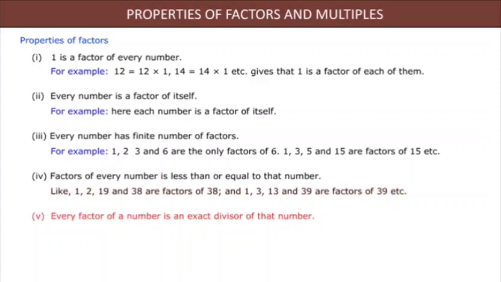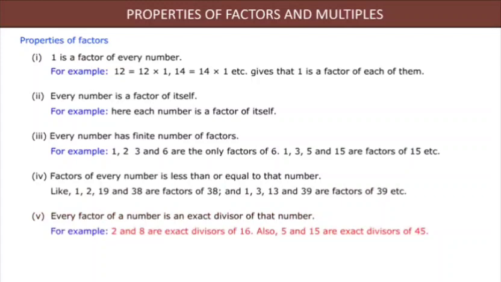Fifth one, every factor of a number is an exact divisor of that number. For example, 2 and 8 are exact divisors of 16. Also, 5 and 15 are exact divisors of 45.